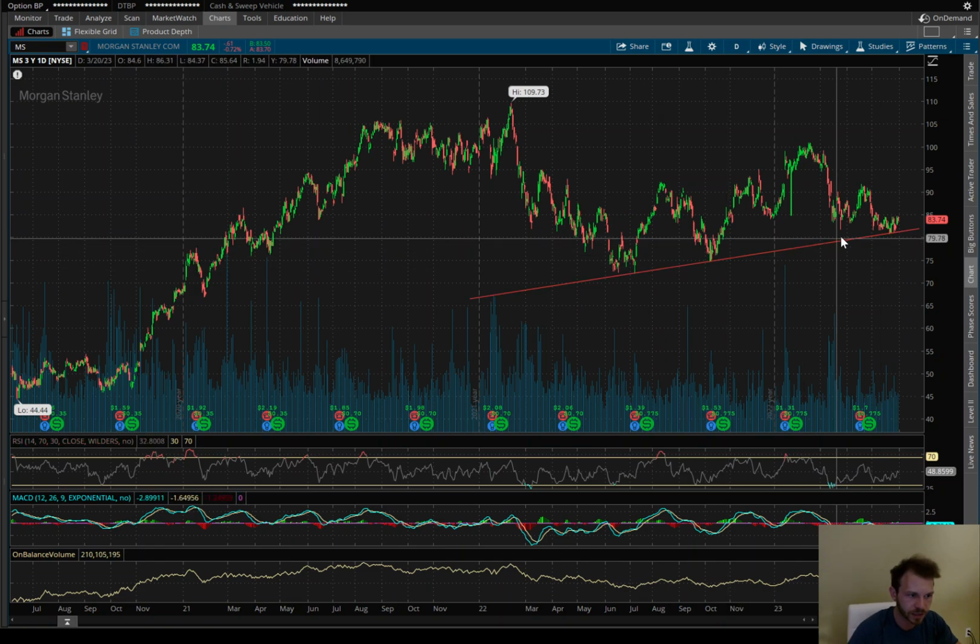If it breaks this downtrend line here, I will probably get out of these calls, take the loss rapidly, although these calls do expire this week. So if the stock does move below that trend line, the calls will practically be worthless at that point. So high risk, high reward.